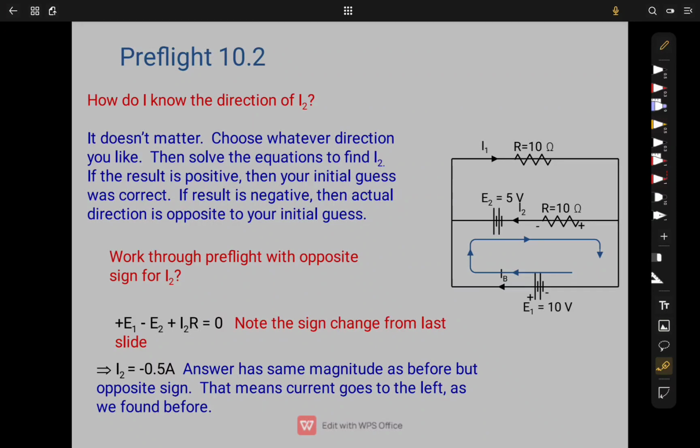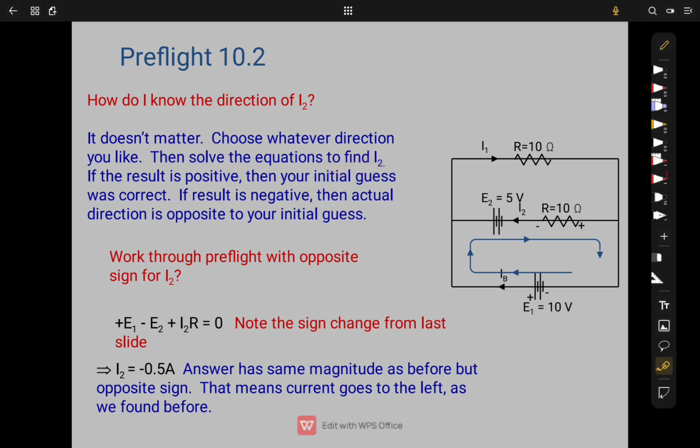So, sabi dito, how do I know the direction ng I2? Paano daw natin malalaman yung direction niya, ng current flow niya? Is it going to the right or going to the left? Ano nga ba yung tama? Sabi dito, it doesn't matter. Choose whatever direction you like, then solve the equation to find I2.